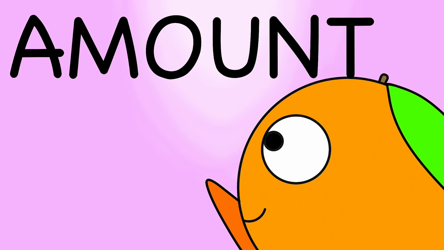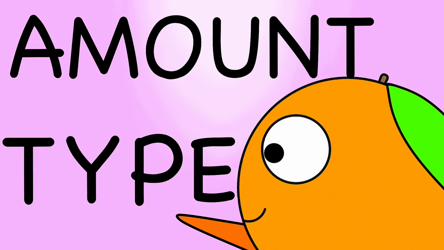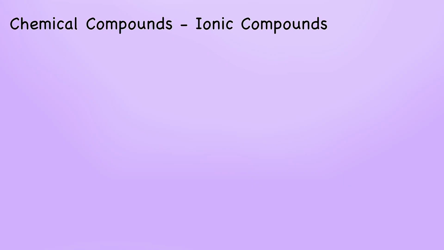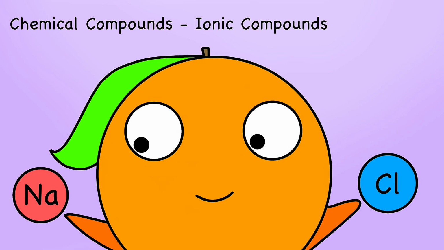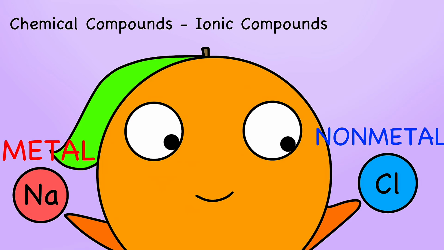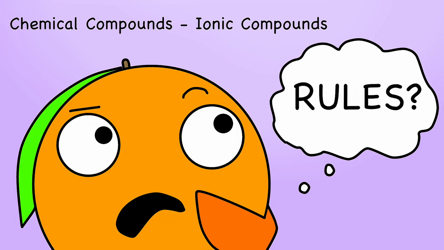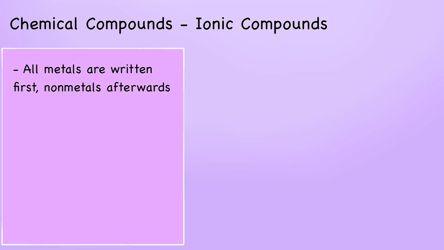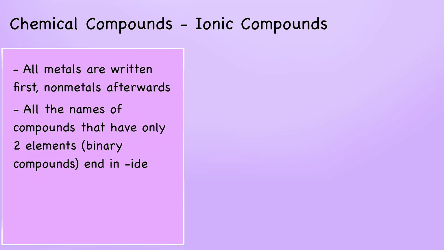It turns out that it comes down to the amount and type of elements in a substance. Ionic compounds are composed of at least two different elements. There usually is a metal and a nonmetal. There are also a few rules. The first rule is that all metals should be written first and nonmetals are afterwards. Secondly, all the names of compounds that have only two elements end in "ide."